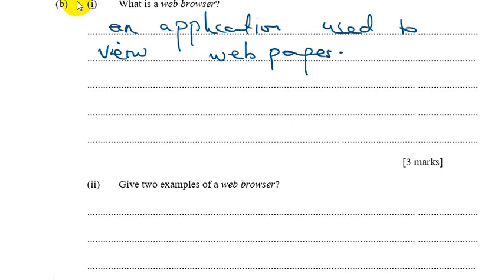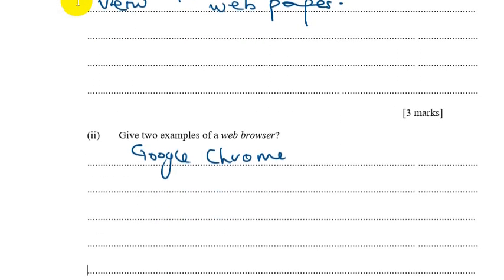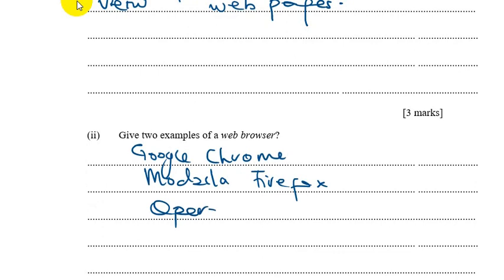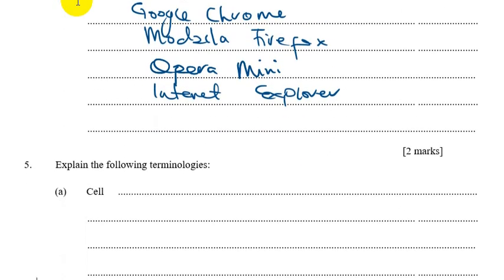Give two examples. We have Google Chrome. We have Mozilla Firefox. We have Opera Mini. We have Internet Explorer, and the likes.